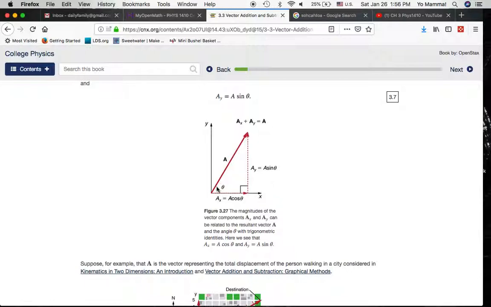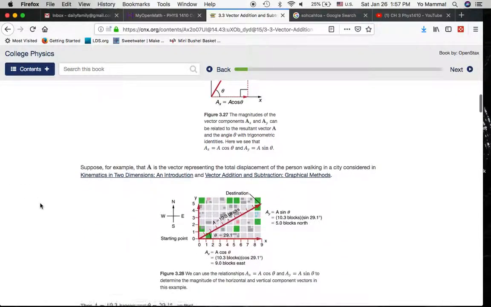Now, if theta is this angle here between the x-axis and your vector, then these work. However, if you know this angle up here and you're trying to calculate this one, it's a little bit different. For the x one, you'll use the sine. For the y one, you'll use the cosine. We will see situations where you do that. But if you remember your trigonometric identities, it doesn't really matter. You can set it up any way you want and figure it out.